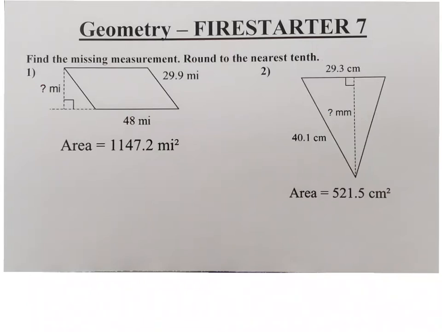All right, Firestarter 7 says find the missing measurement. So they give you the area. So you have to find, this is the base, this is the height. So we have to find the height. If I know area is equal to base times height for a parallelogram, then I'm going to use a little bit of algebra skills here. So I'm going to take my area, 1,147.2 square miles, equals my base, which is 48, times some sort of height.